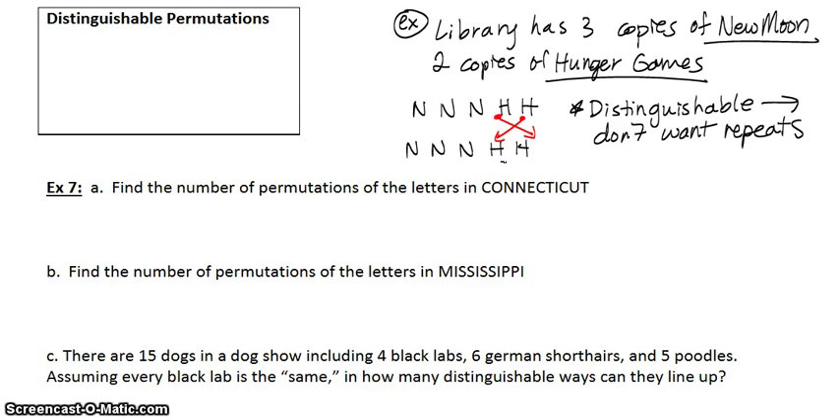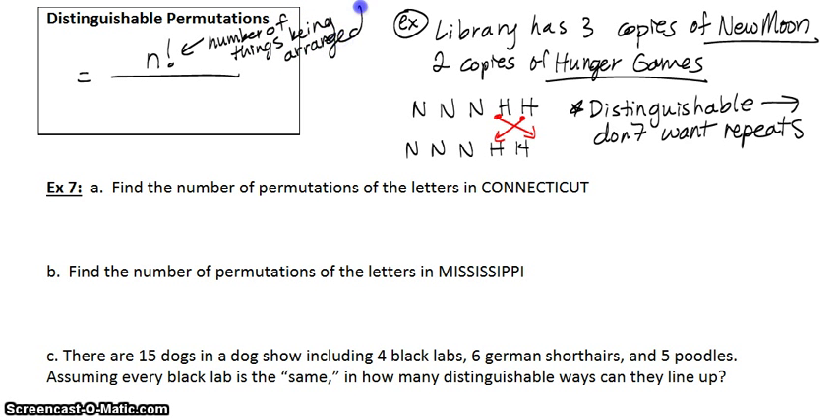So my formula for distinguishable permutations is a little bit different here. We're still going to have on top n factorial, the number of letters or things being arranged. So that's still the same as before, or the number of items in the large group, I could also say. But here's what's going to happen. On bottom, we're going to divide off the things that repeated themselves. So I'm going to call this Q1 factorial, Q2 factorial, and so on.